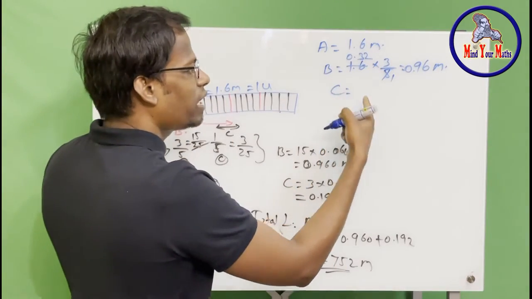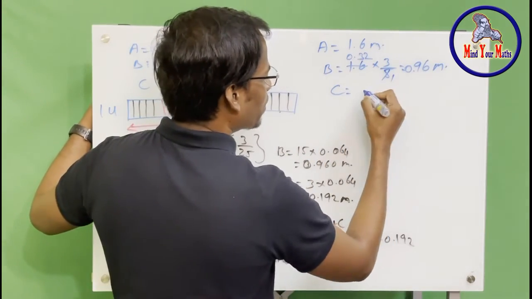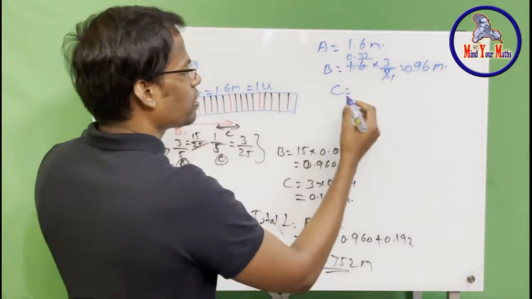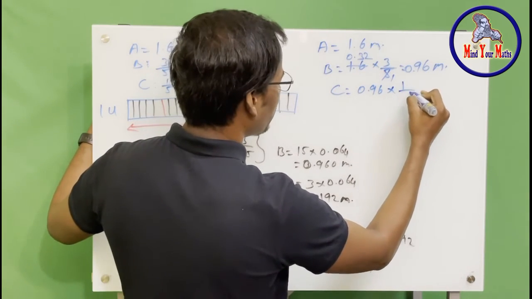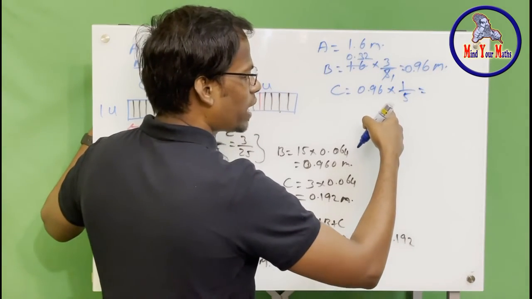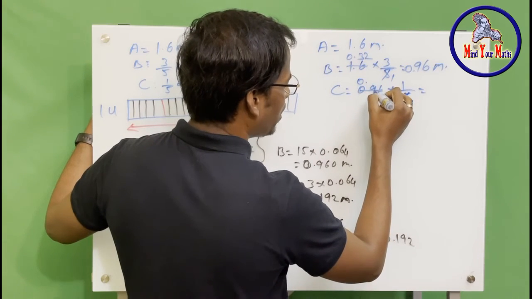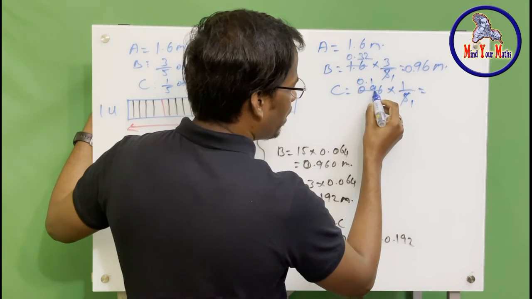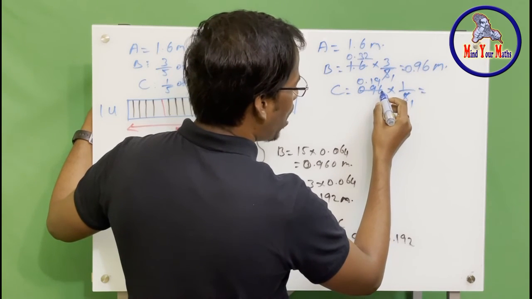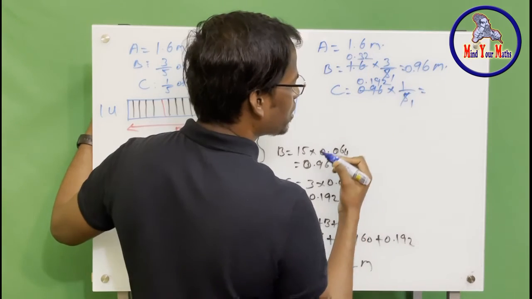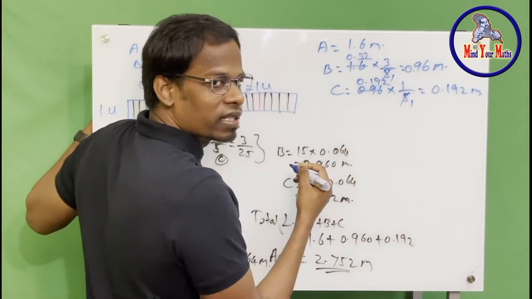Now C says 1/5 of B, right? Any fraction of a number, even a fraction of a fraction, is the same thing. So C is 1/5 of B. B is 0.96, which we found here. So now if you multiply these two, how much will it become? 1 times 5. In 9, 1 times 5 is 5. The remainder is 4. In 46, 9 times 5 is 45. 1. Then in the 10, there will be 2 times 5. So it becomes 0.192 meters.